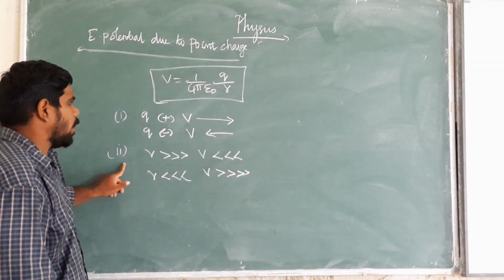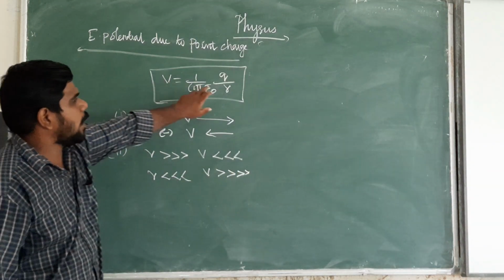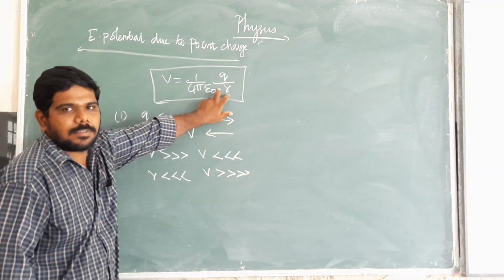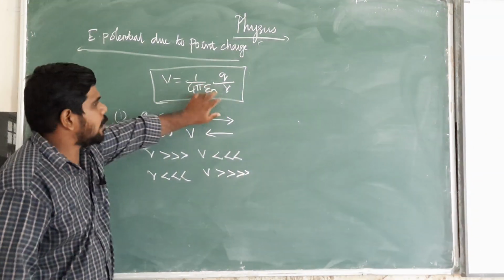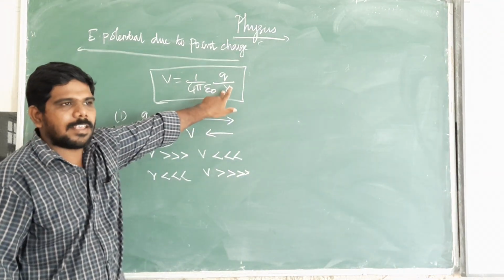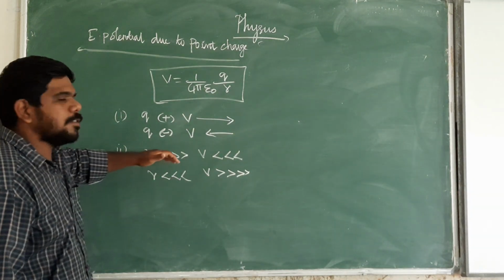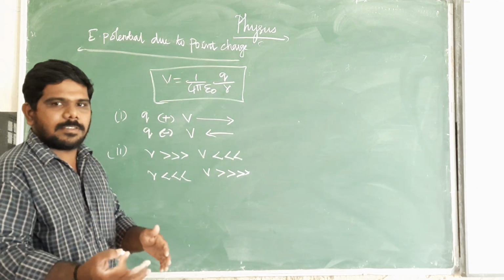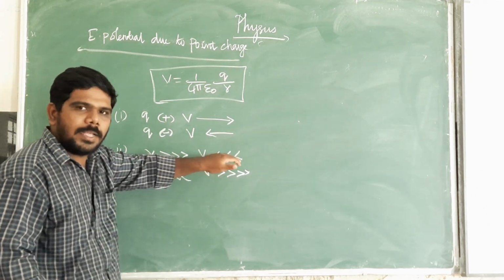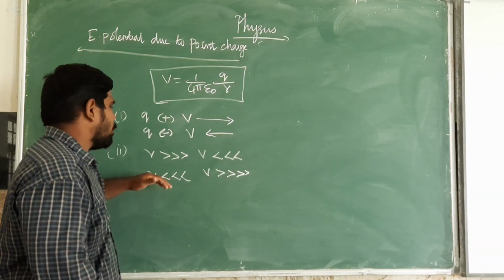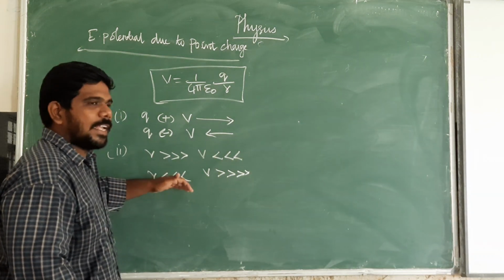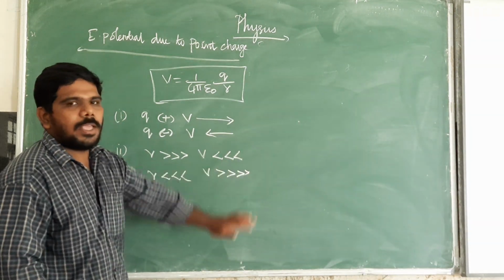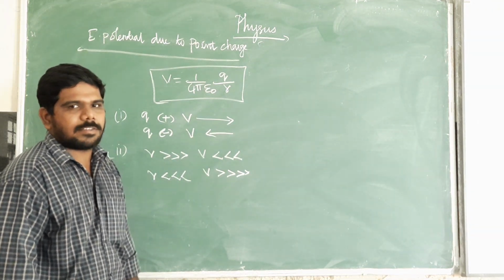So what's the second point? We know that the potential is inversely proportional to the distance. From this we can say that if the distance from the point charge increases, the potential decreases. At the same time, if the distance decreases, the potential increases.